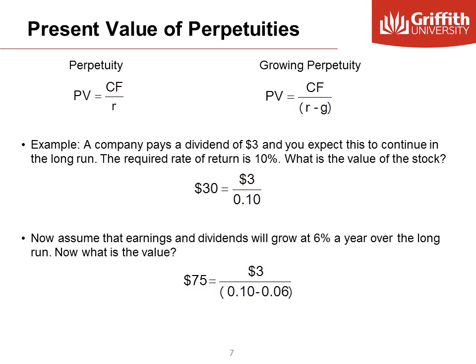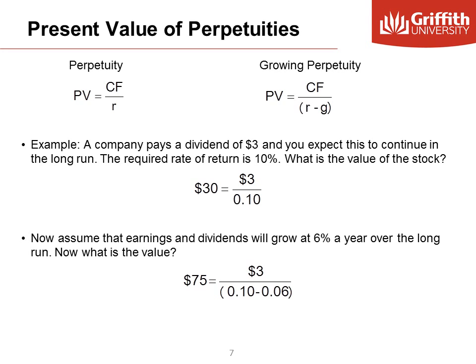The first formula is a present value with no growth, meaning that the cash flows are constant. We said that an example of such a perpetuity is a preference share, where the company promises to pay the same dividend forever. We use this formula to value such shares, as we have in the first example, where a company pays a dividend of $3 and the required rate of return is 10%. The value of such shares is $30.